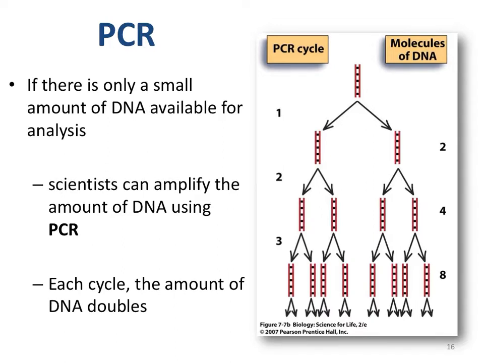So this is kind of how it works. They can amplify the DNA using just a small amount of DNA. Let's say you only have, I don't know, 100 fragments of DNA. You can make it into millions. So with PCR, you start with 1, you make 2, you make 4, you make 8, 16, and then all of a sudden you're making millions.